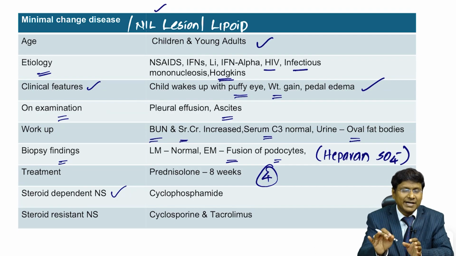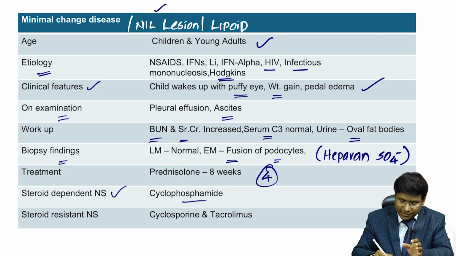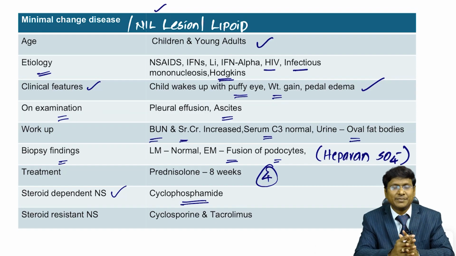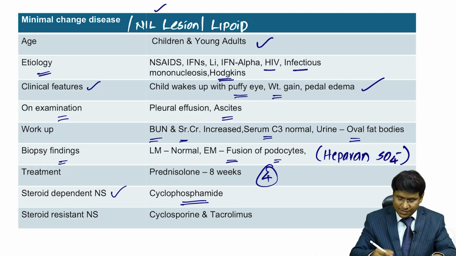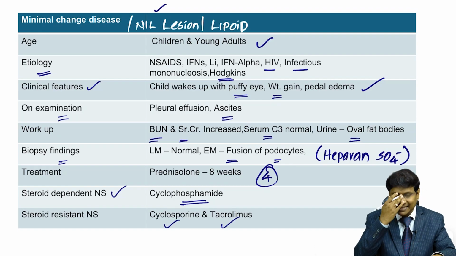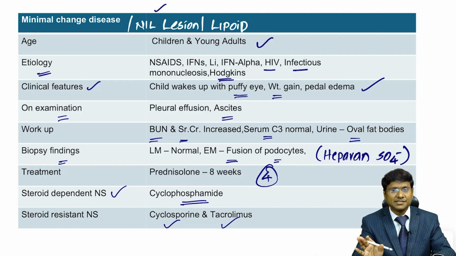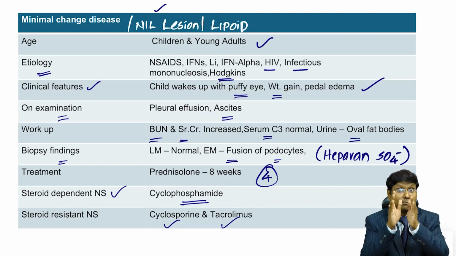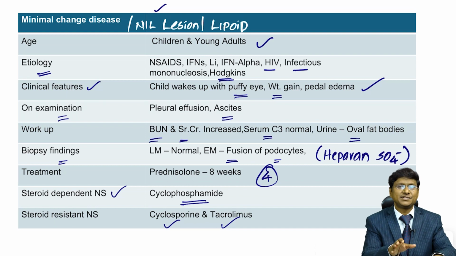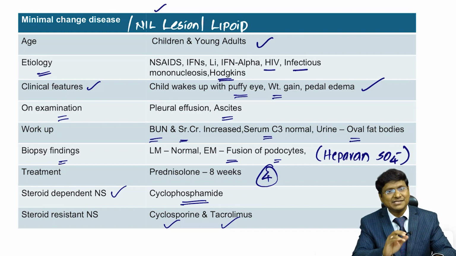Now, in order to avoid the Cushing's, an alternative immunosuppressant drug, cyclophosphamide, can be given. But in those patients who are not responding to the steroids, which we call steroid resistant nephrotic syndrome, you need to give cyclosporin or a calcineurin inhibitor; tacrolimus can be given. So this is about minimal change disease, which is the most common cause of nephrotic syndrome in children as well as young adults.